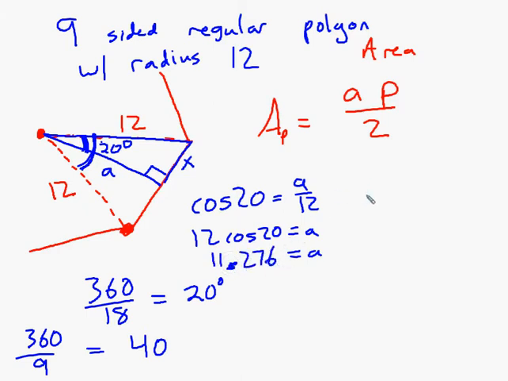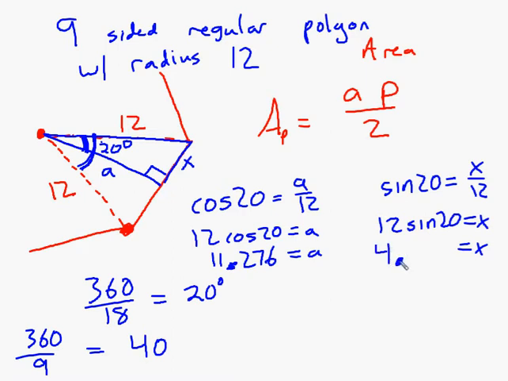Now, to find x, which is half of our side, use sine 20 equals x over 12. See how I used the formula to guide what I need to do. So what's x? To three decimal places. 4.104. Now, is that P? No. Is that the side? No. So I need to multiply that by 2 to get the side, because I have half of the side.